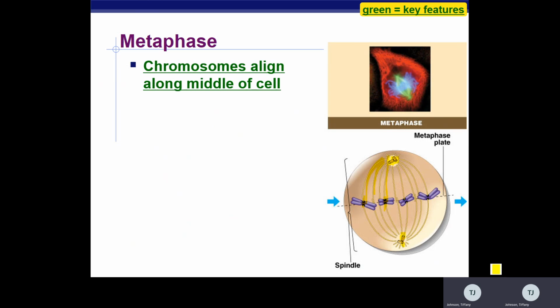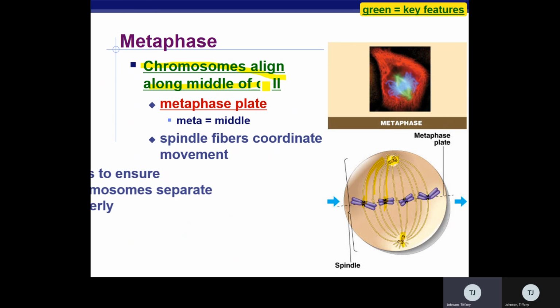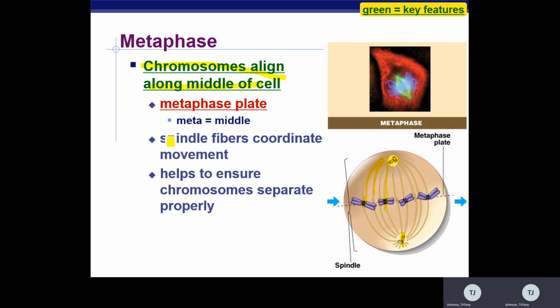Okay? So chromosomes line up in the middle. And then the spindle fibers coordinate the movement. That's metaphase. To me, that's like the easiest one to remember because they are in the middle.